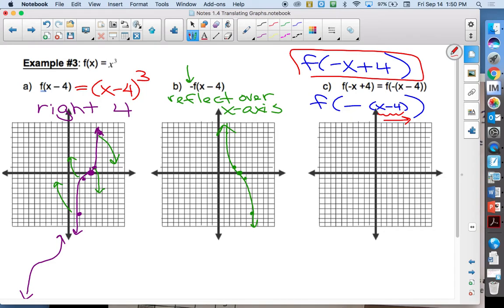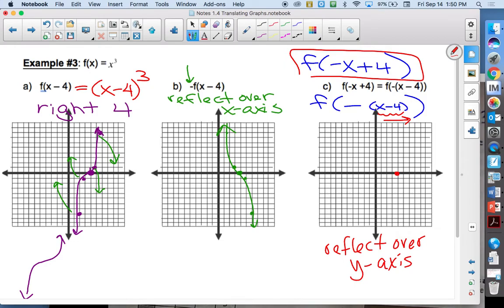So this graph is going to reflect over the y-axis. It's still moving right 4. So even though it has a plus 4 in there initially, by pulling that out and making x positive, it's still moving to the right 4.